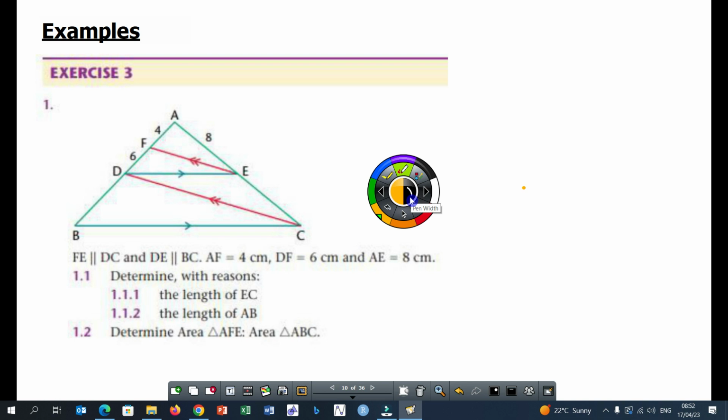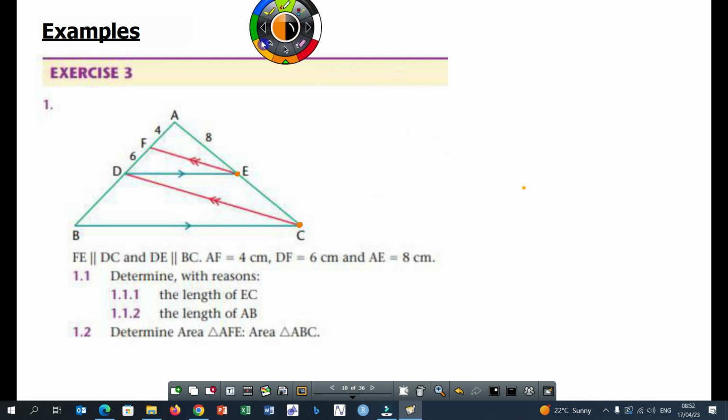If you want to apply the proportion theorem, always identify a triangle that has two lines that are parallel. Identify the triangle first. Here it says determine with reasons the length of EC. If you look at the diagram carefully, EC is from here all the way up to there, and by observation EC belongs to triangle ADC. So I'm going to apply the proportion theorem in triangle ADC.